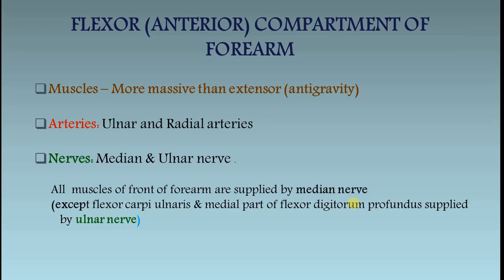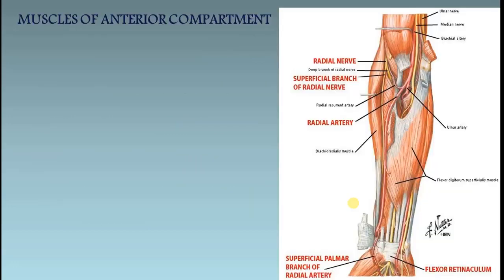Radial and ulnar artery is present, and mainly the nerves of the anterior or flexor compartment are the median nerve and the ulnar nerve. So always remember, all the flexor muscles are supplied by the median nerve, except the medial 1.5 muscles, which are supplied by the ulnar nerve. That medial 1.5 muscles are the flexor digitorum profundus, medial half, and flexor carpi ulnaris.